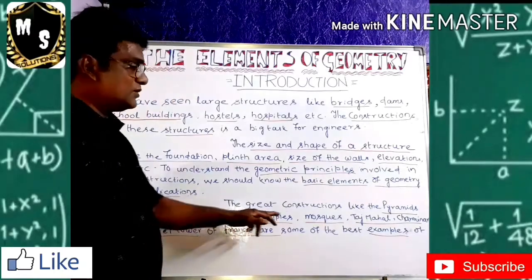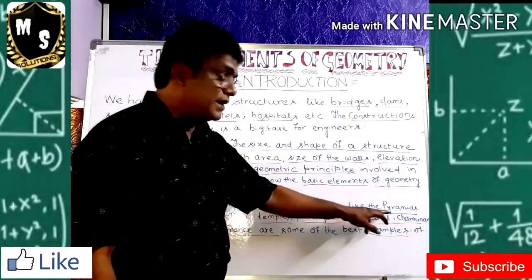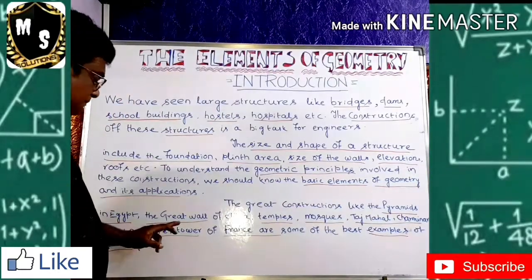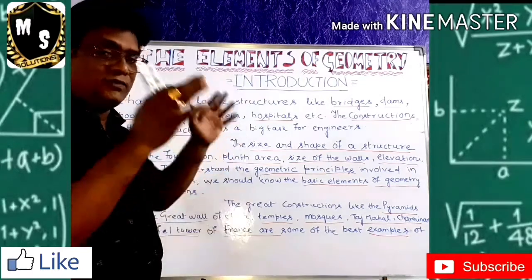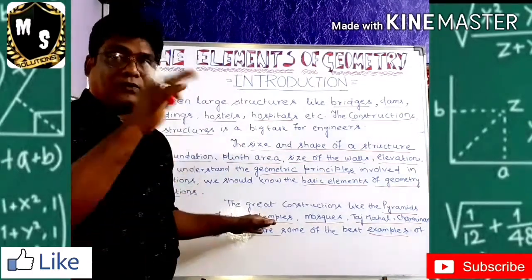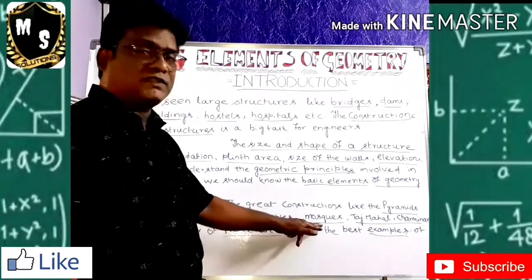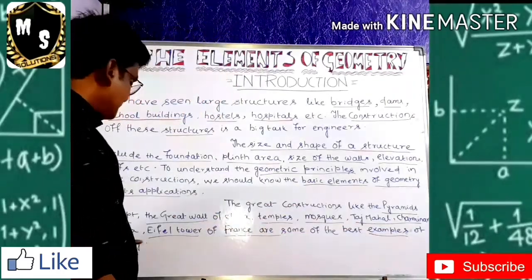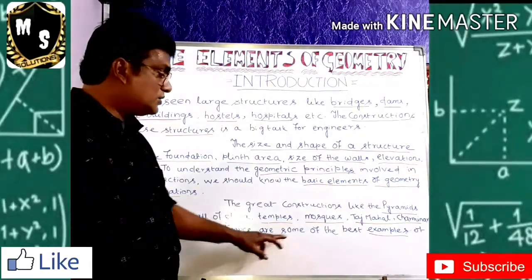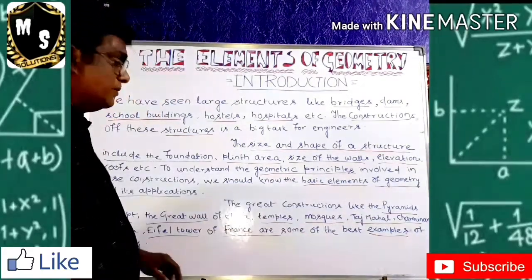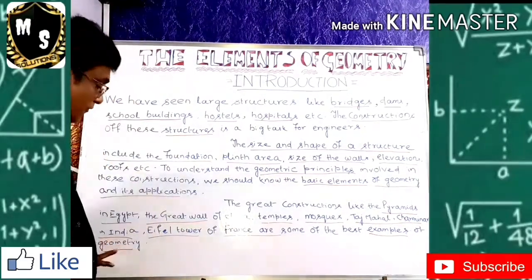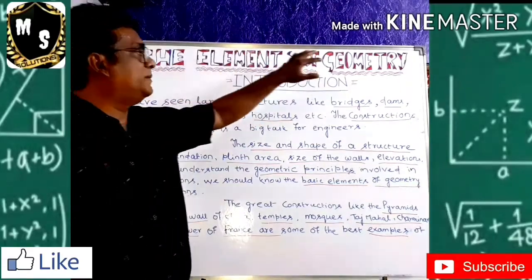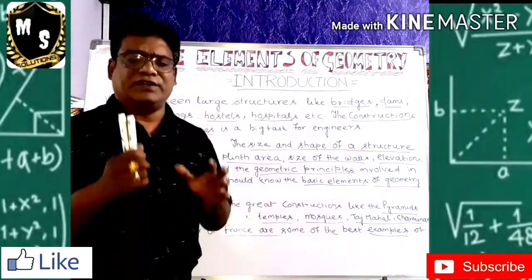For example, the great constructions. What are the great constructions? The pyramids in Egypt, the Great Wall of China, the ancient temples, the mosques, the Taj Mahal in India, Charminar in India, and the Eiffel Tower in France are some of the best examples of geometry. Here the elements of geometry were applied very seriously by the engineers.